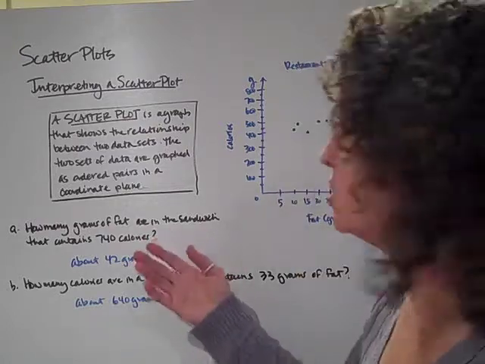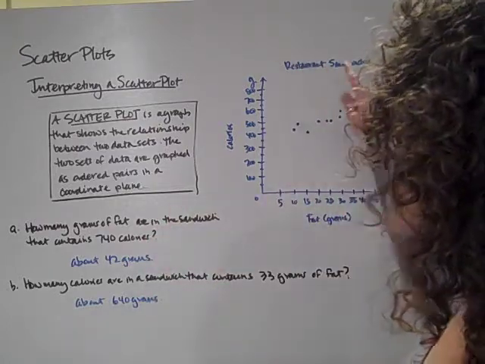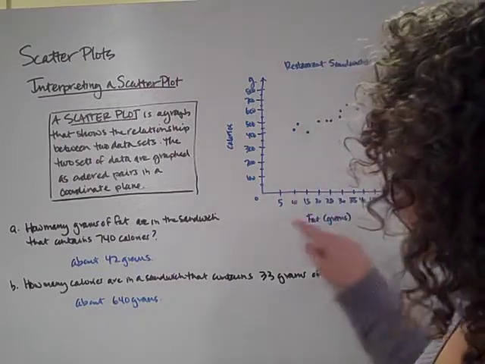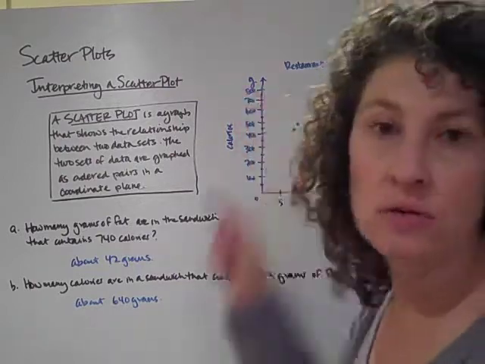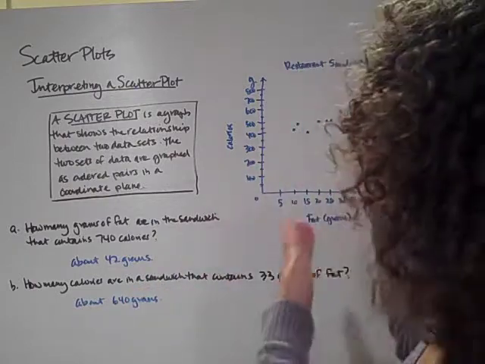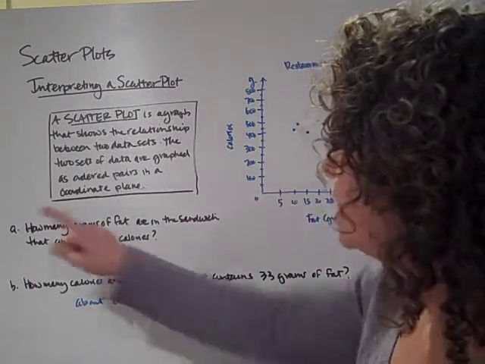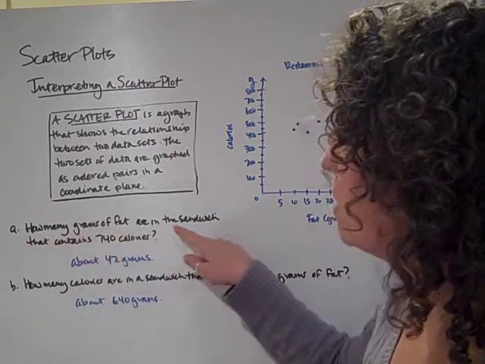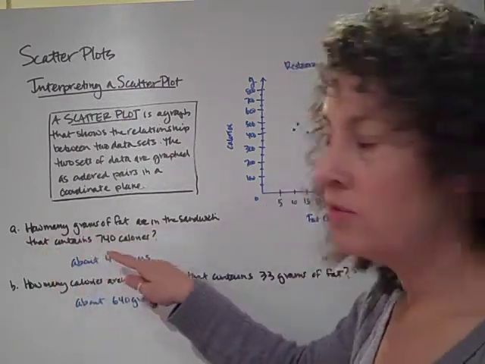So let's answer some questions. This graph talks about restaurant sandwiches and the fat grams compared to the calories in those sandwiches. So we've taken two pieces of data from those sandwiches and we've plotted them on a coordinate plane. So first question, how many grams of fat are in the sandwich that contains 740 calories?